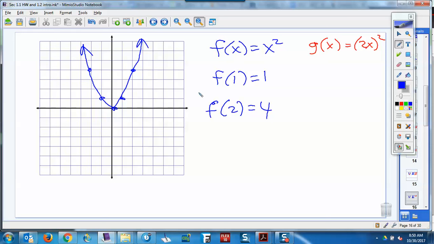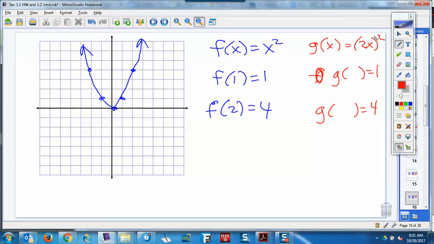Okay, so that's the first thing we've got to make sure we remember. So this is going to act horizontally. So what's going to change is our inputs, right? So these points are going to somehow move horizontally. So their y value is going to stay the same then. So that means g of something's got to be 1, and g of something else has got to be a 4.